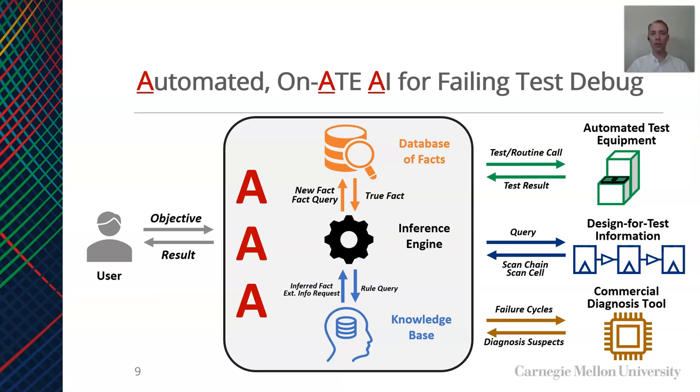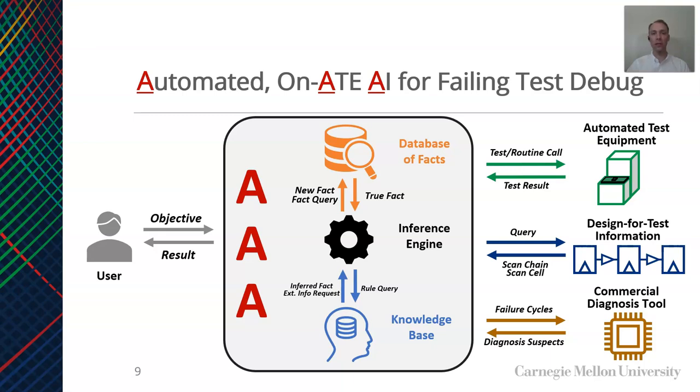To operate this system, the user will first provide an objective to the tool. AAA's inference engine receives the objective. It will then work with the expert-defined rules in its knowledge base and the pieces of information in its database of facts to identify the results of this objective.